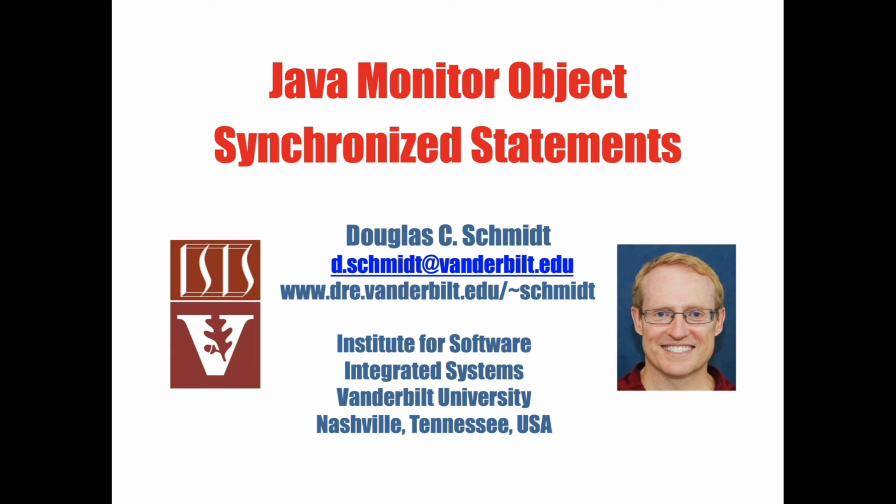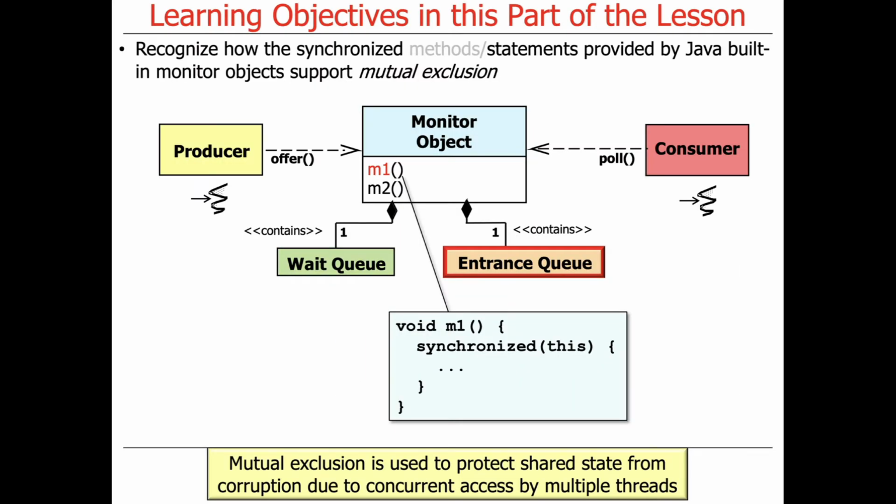We're now going to talk about Java monitor object synchronized statements. This is a contrast with the synchronized methods we talked about before. And so this will give us a chance to provide synchronization without using the synchronized keyword in the method declaration. And it also gives us a chance to get finer granularity of locking if we need that.